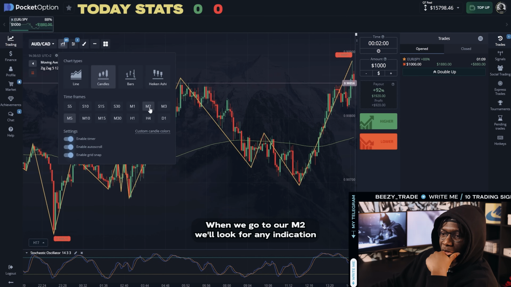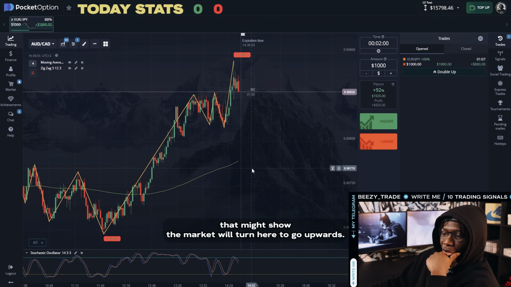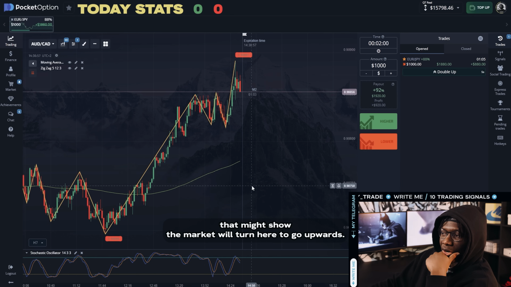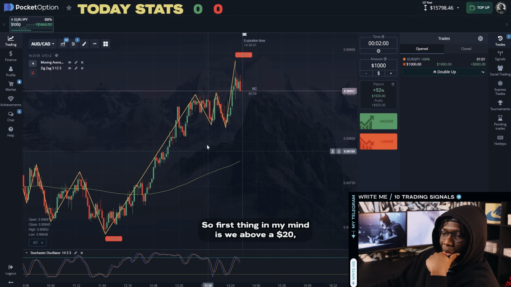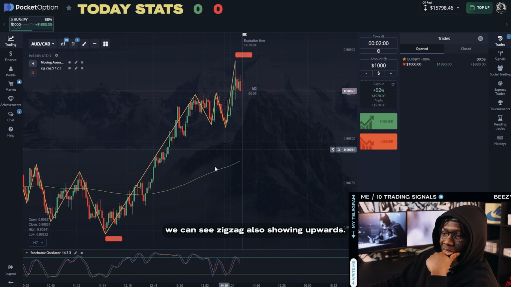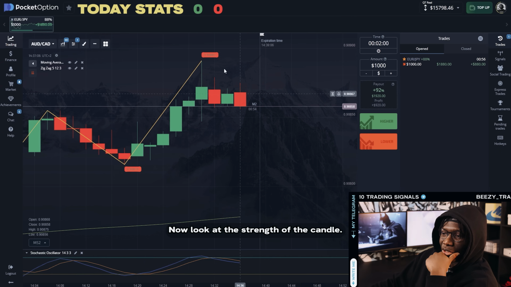And when we go to M2, we're looking for any indication that might show that the market will turn here or could easily go upwards. So first thing in my mind is we're above our 200 EMA. You can see the zigzag also showing upwards. Now we'll look at the strength of the candles.